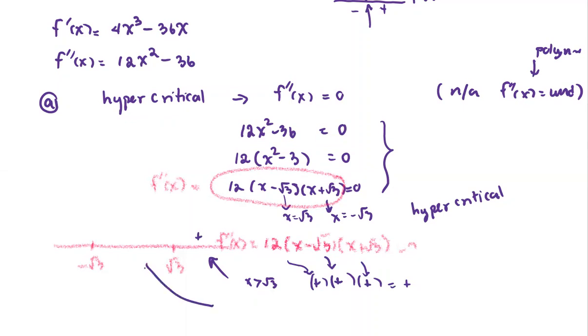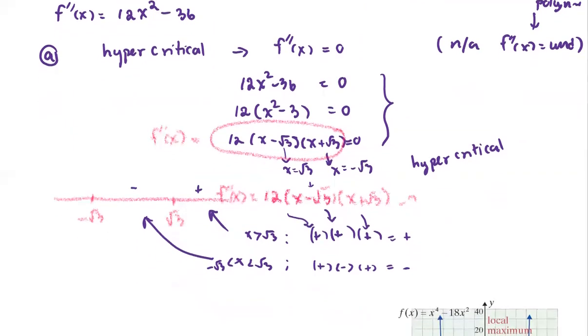For anything between negative square root 3 and square root 3, the 12 is always positive inside, not a big deal. But for the middle term, think about an easy number like 0, somewhere between negative root 3 and positive root 3. If you put 0 in this group, you get negative inside. Put 0 in the last factor, you get a plus sign. So the product of these factors of the second derivative will be negative there.